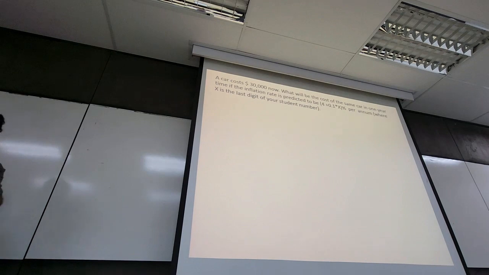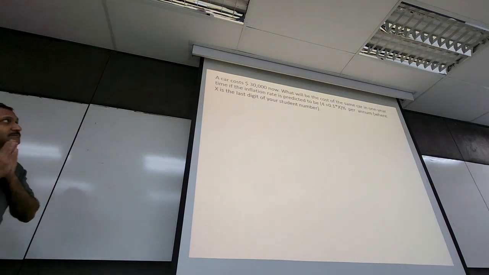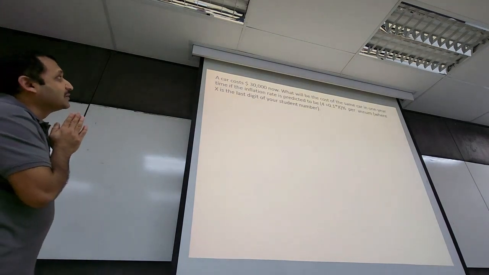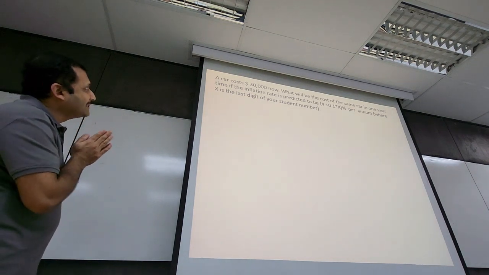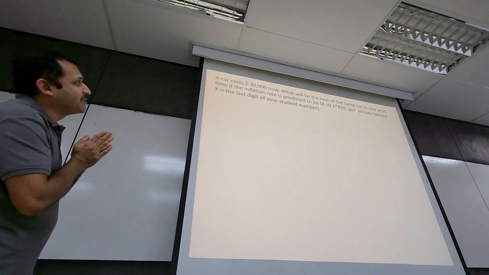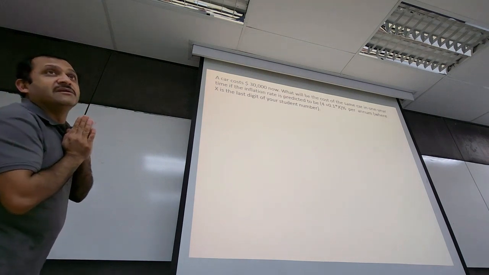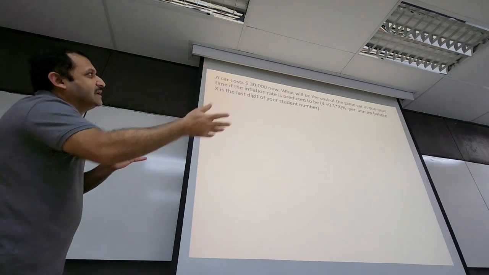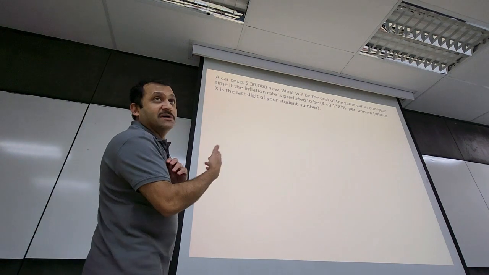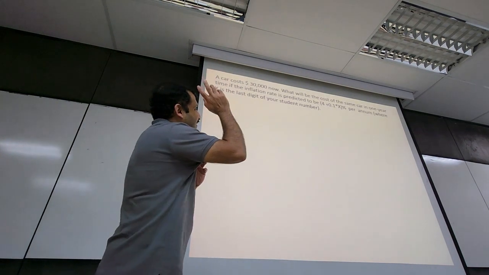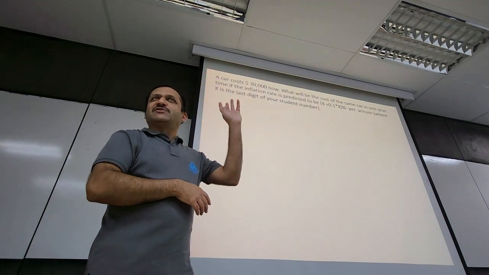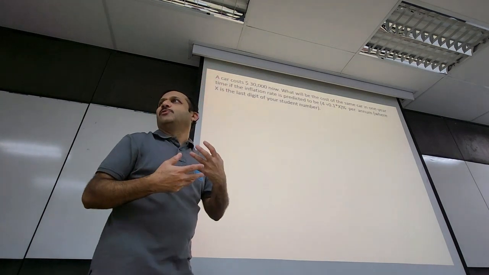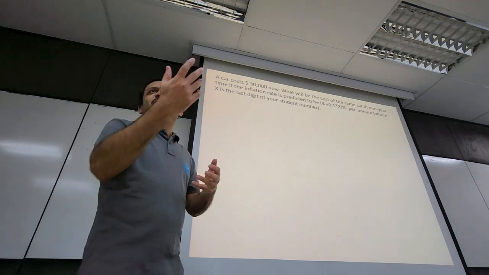Now it's again a simplified example. A car costs $30,000 now. What will be the cost of the same car in 1 year's time if the inflation rate is predicted to be 4 plus 0, where x is your student number's last digit? But let's say x is 0, so let's just say 4%. You can solve that afterwards on your own with your own student number.